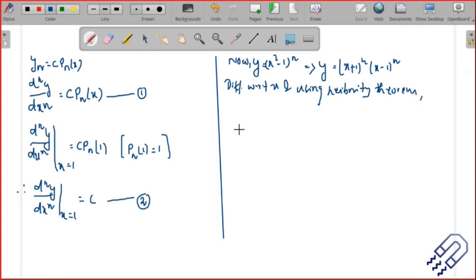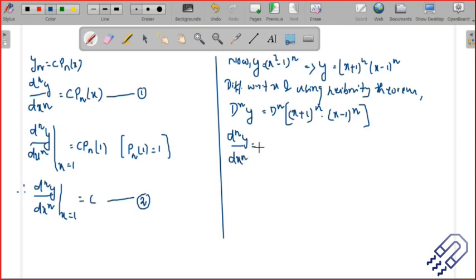Okay, we are going to check what happens here. So that means I'm going to do d^n y. This is d^n y, right? So this is equal to d^n of (x + 1)^n and (x - 1)^n. So let's use the Leibniz theorem. Here d^n means it is simply d^n y / dx^n. No confusion with notation.